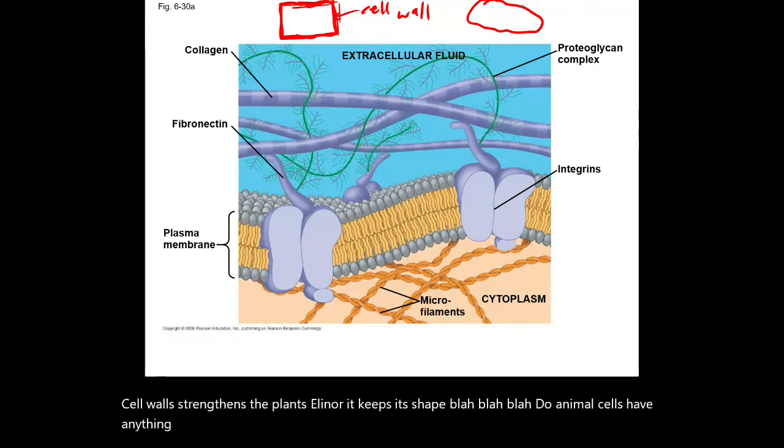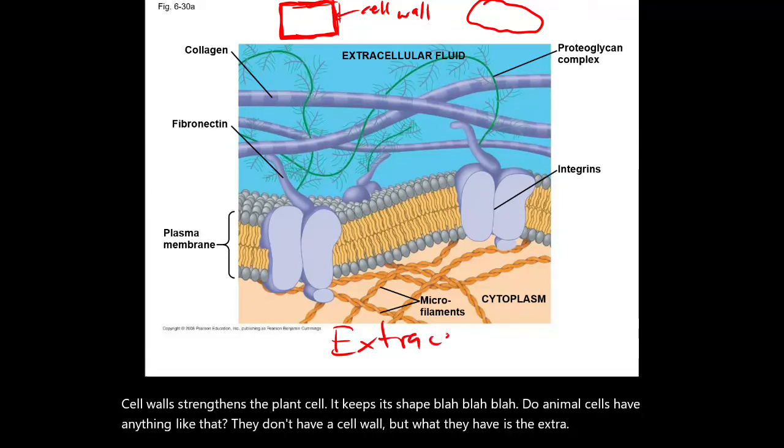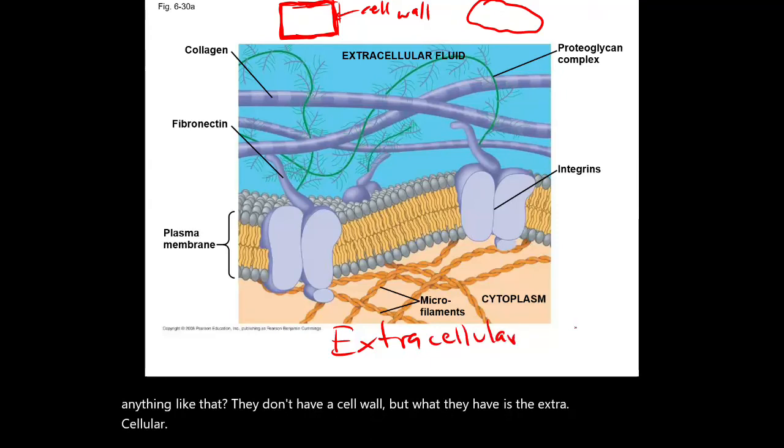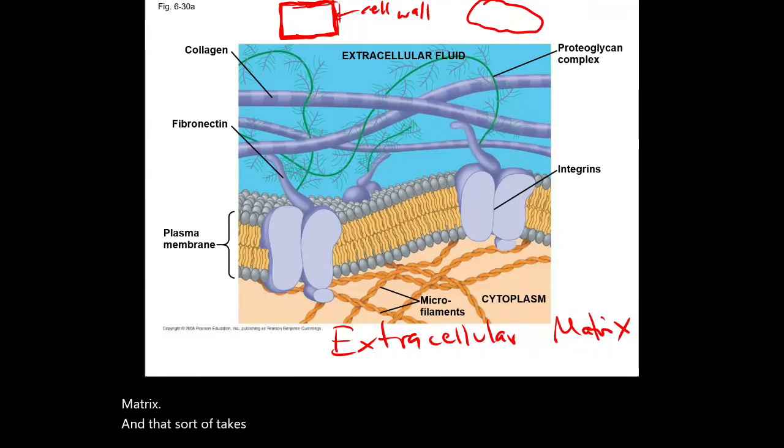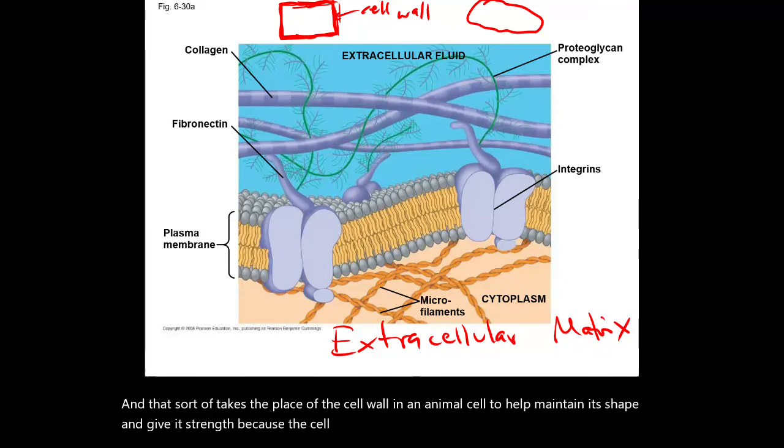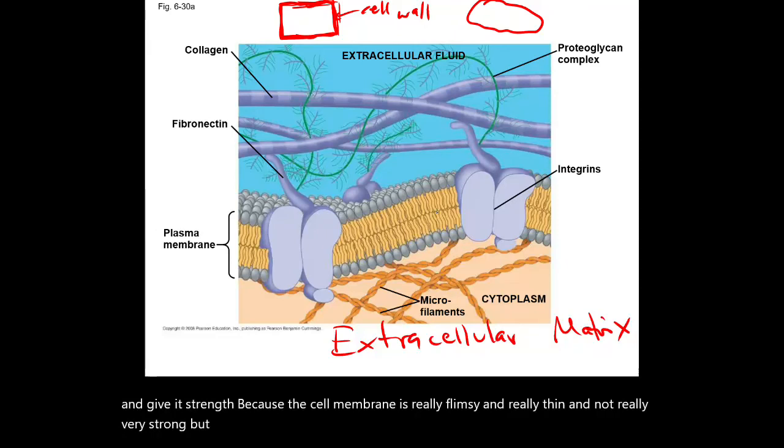Well, they don't have a cell wall, but what they have is the extracellular matrix. And that sort of takes the place of the cell wall in an animal cell to help maintain its shape and give it strength, because the cell membrane is really flimsy and really thin and not really very strong. But the extracellular matrix has other functions too.